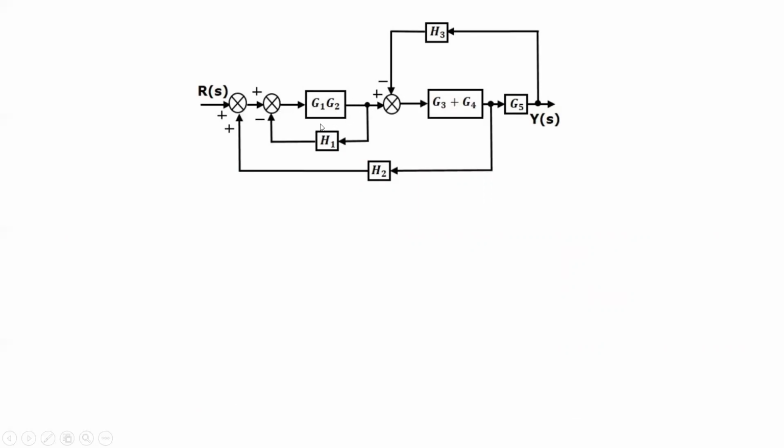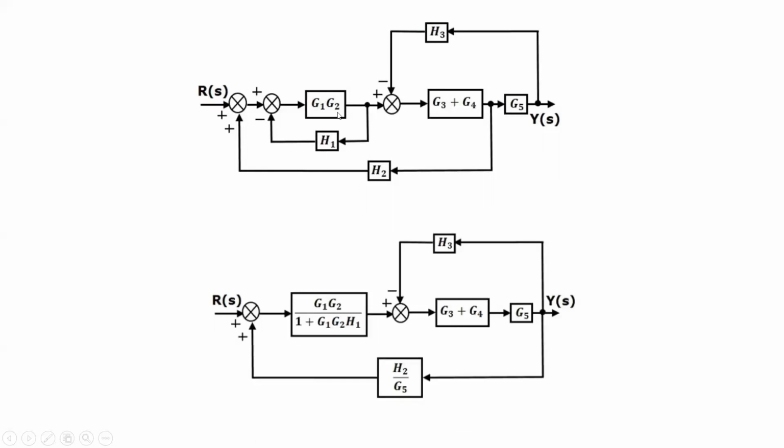So let us simplify. So how to do that? We already know G by 1 plus GH, where G is G1 and G2 and H is H1. So if we substitute and simplify that thing, we get this. So what we have done is simplification of this negative feedback loop system, and here we have what is called this thing.